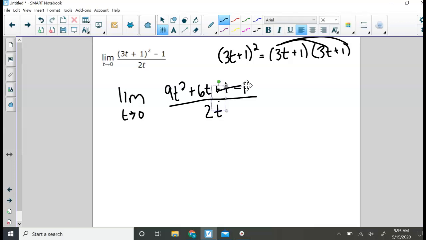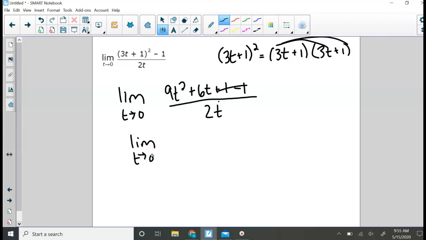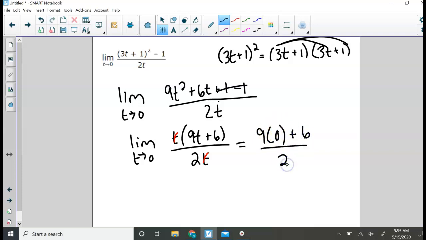And so what we're going to do is we're going to factor a t out of that numerator. You could take a 3t if you want, or just a t. It really does not matter. And we've got a 2t in the bottom. And so what can happen is these t's on the top and bottom can cancel. And once those cancel, we can just plug in 0 for our t. So we'll have 9 times 0 plus 6 over 2. And that's going to give us 6 over 2. So 3 is our answer.